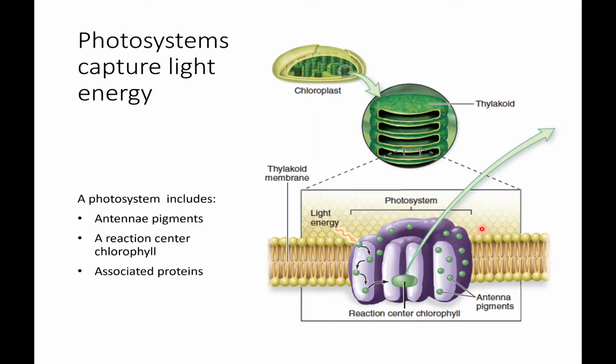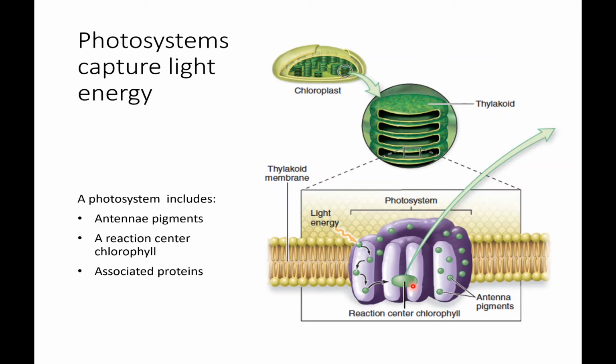Photosystems have three main components: antenna pigments, a reaction center chlorophyll, and some associated proteins. The role of these associated proteins is to keep all of these pigments and the reaction center chlorophyll gathered together. Most of these photosystems contain 200 to 300 antenna pigments. Antenna pigments are light-gathering pigments, and they guide light energy towards this reaction center chlorophyll.